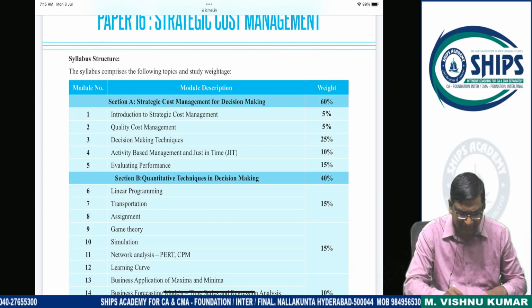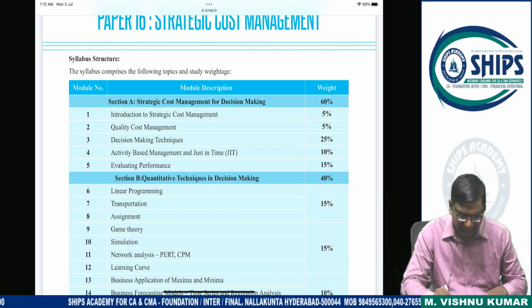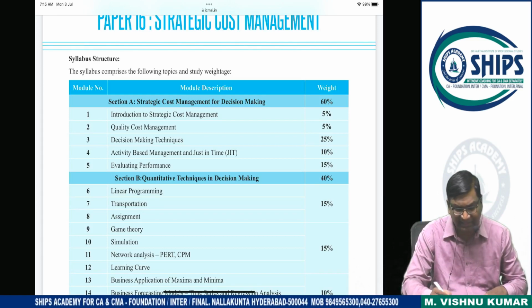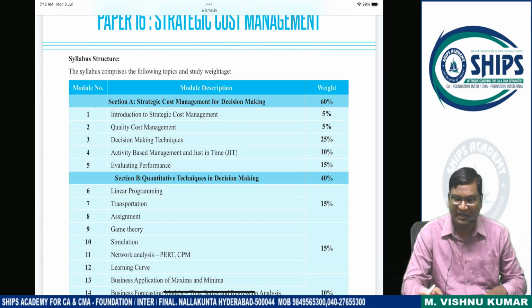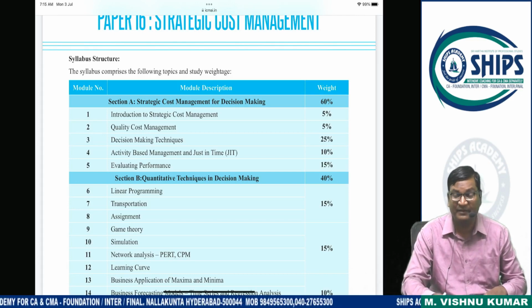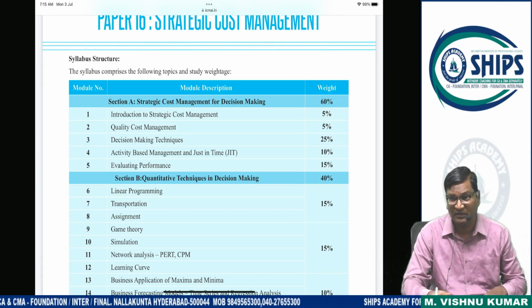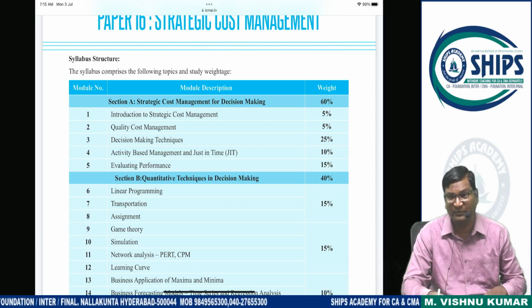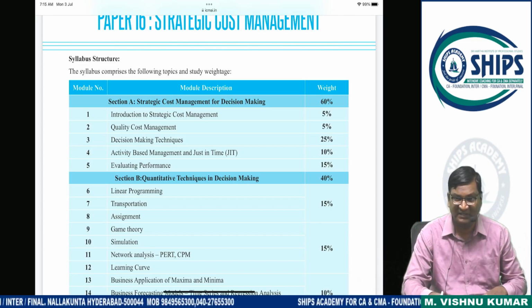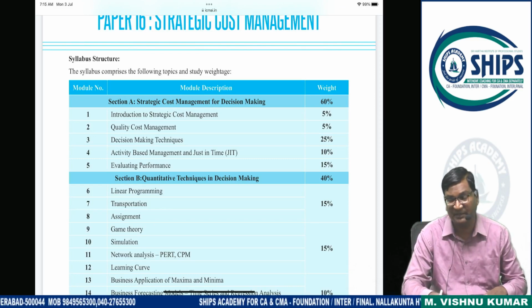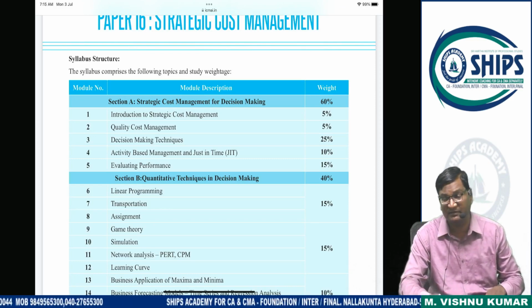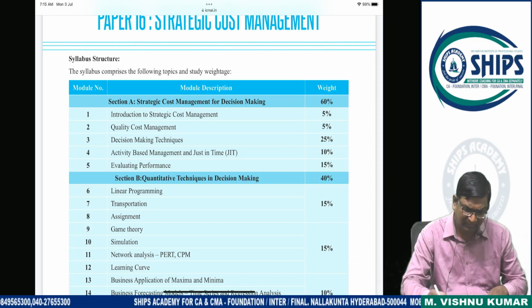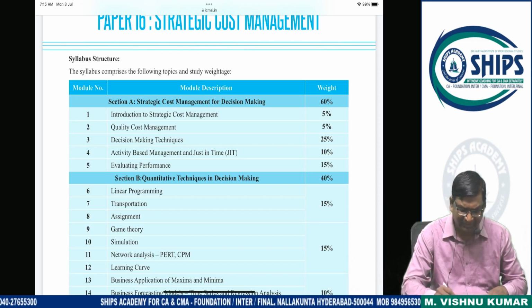Next is activity based management and just in time. Activity based management generally means activity based costing is also covered, and along with this, how to reduce the cost of the product by eliminating the wastages. That is value analysis, value engineering. This is also covered in the activity based chapter, so that's why it is called activity based management. This is also a simple topic. Just in time was also there in the previous old syllabus.